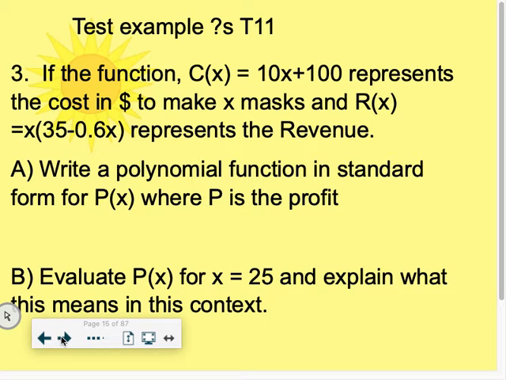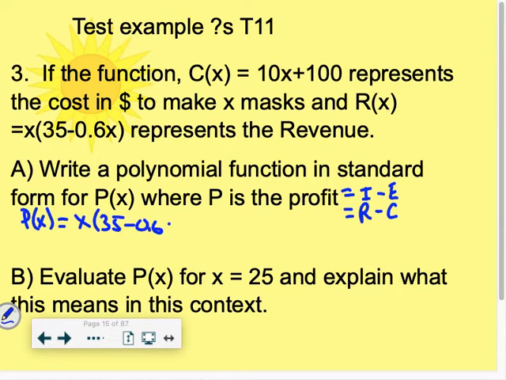The last one is just an application problem. Profit is income minus expenses, or income is revenue, expenses are costs. So my profit function is going to be my income function minus my cost function. And notice how I put the cost function in parentheses. I have to subtract the entire cost, not just the 10x. I have to subtract the 10x plus the 100 and subtracting the whole thing.